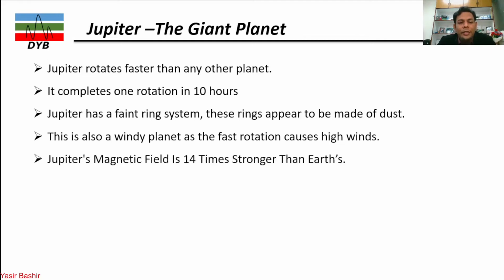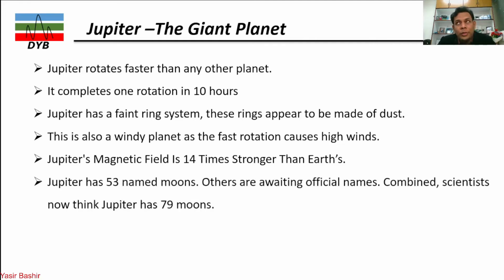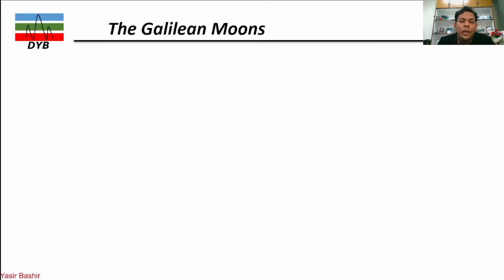Jupiter's magnetic field is also 14 times stronger than the Earth's, probably because of its subsurface material. Jupiter has 53 named moons, and others are awaiting official names. Scientists now think that Jupiter has 79 moons around its orbit. There are four big ones, which were discovered by Galileo, so we are going to look at these four Galilean moons.